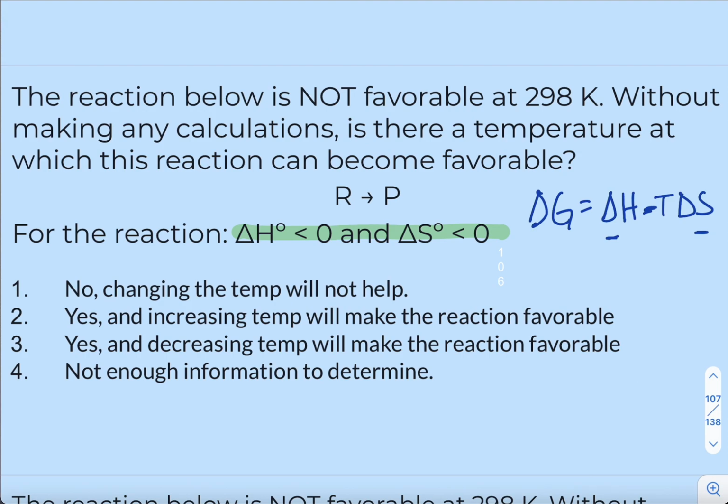So when we think about which one we want to quote unquote win here, we want delta H to win. We want delta H to be the bigger one because that would make delta G negative. So if delta H is the bigger one, we have to make this little contraption smaller so delta H wins. In order to do that, you just make temperature lower. Okay, so the answer there is, we would decrease the temp to make it favorable.